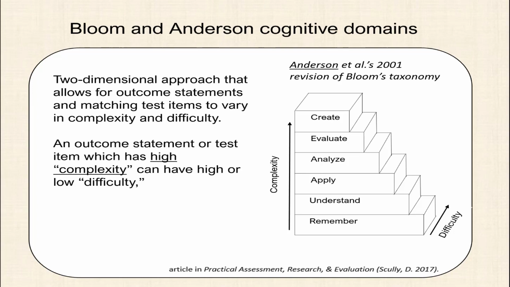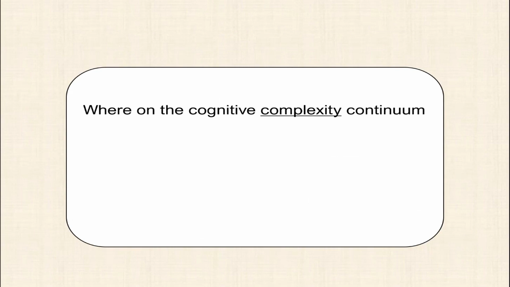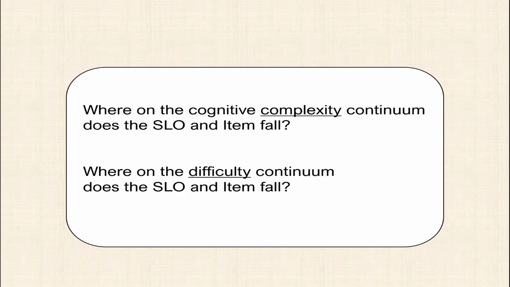Now, an outcome statement or test item which has high complexity can have high or low difficulty. That's the choice of the item writer. And an outcome statement or test item of low complexity can have high or low difficulty. Again, the choice of the item builder. So we ask the question now: where on the cognitive complexity continuum do the SLOs and the items fall? That's just a good general question to always ask. And where on the difficulty continuum does the SLO and item fall? So keep in mind those two ideas all through the rest of our building outcomes and building test items.